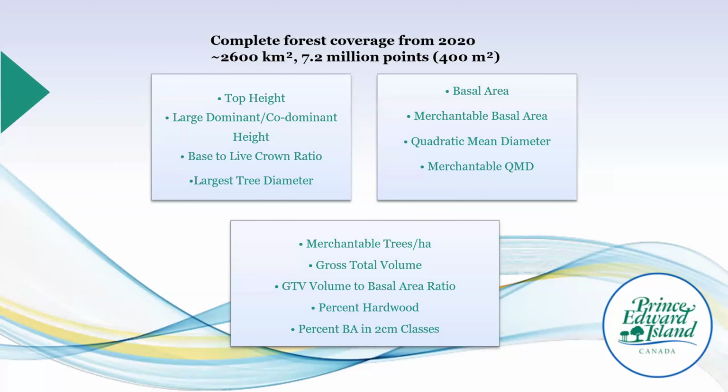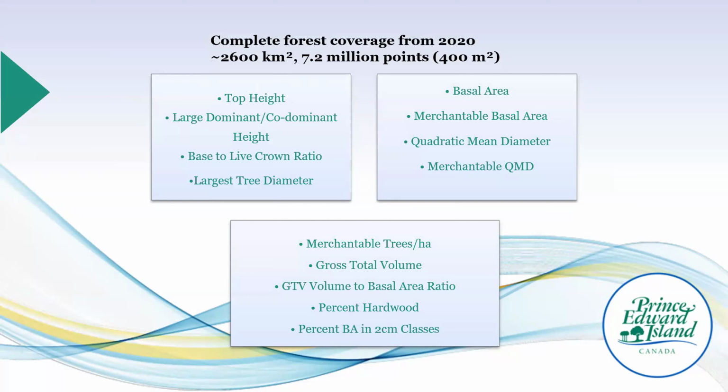So that brings us quickly to our EFI. So people that may have tuned in years before, PEI does have a full provincial coverage, wall-to-wall, 2,600 kilometers squared of our forest, 7.2 million data points of 400 square meters each, and we've got a whole list of attributes here that it includes.